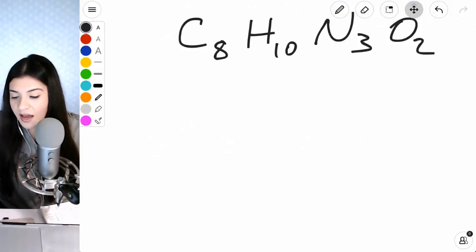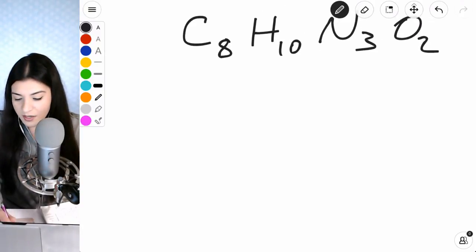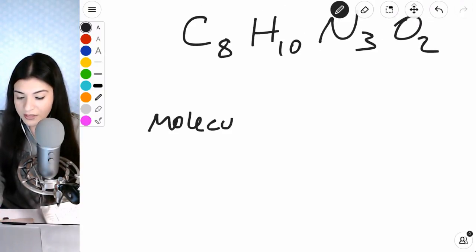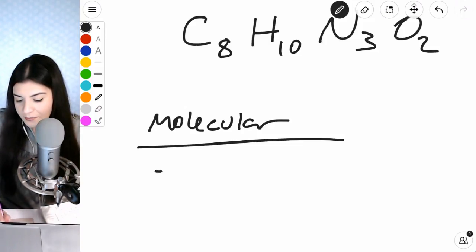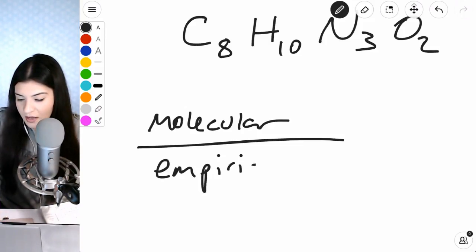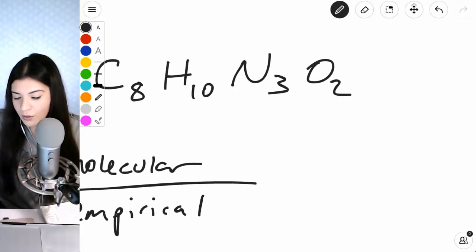All right, last step for this one is to divide the molar mass that was given by the empirical molar mass. So what I'm going to do is just quickly figure out what the molar mass of the empirical formula is.